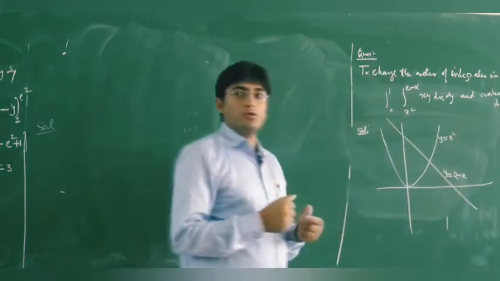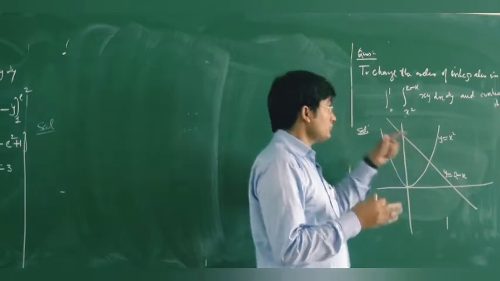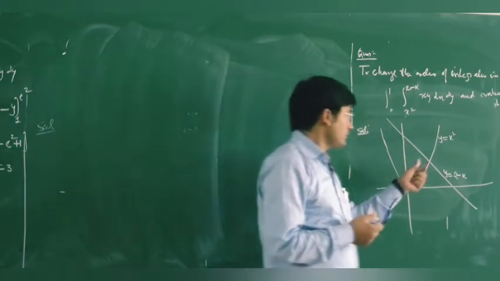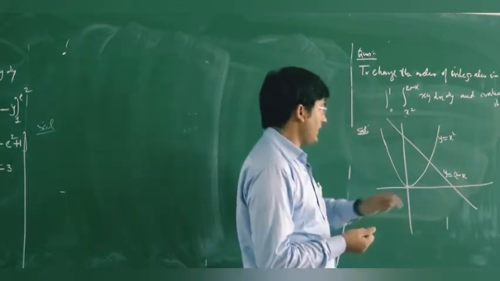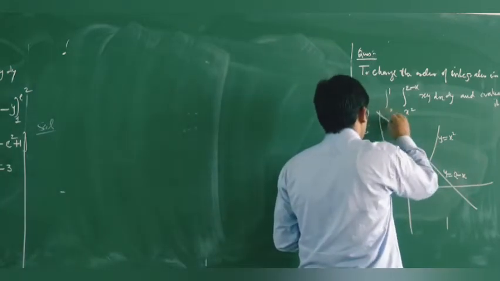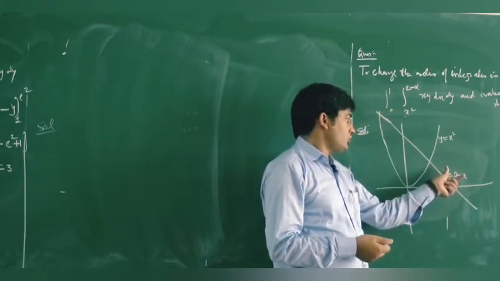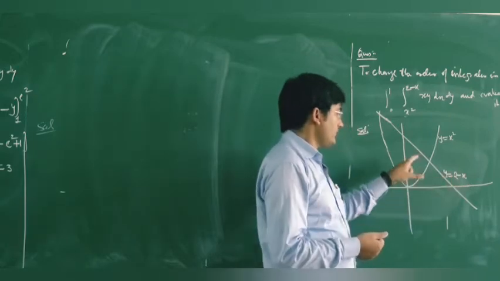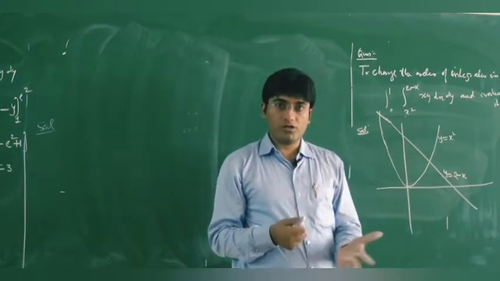Now let us find out the intersection. Now at this point, so your region is between this y equal to x square and this y equal to 2 minus x, and that can be either this region, or even if you take this line to here, then the area between y equal to x square and y equal to minus x will be either this part or this part. Now it will depend on your boundaries.